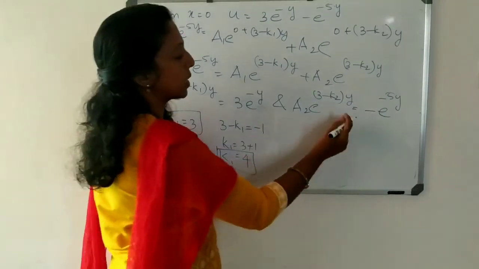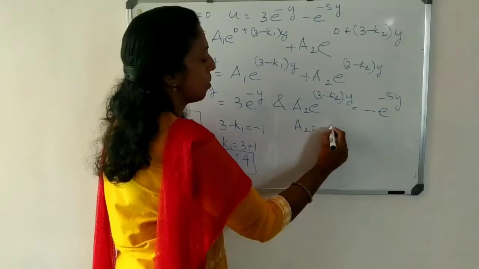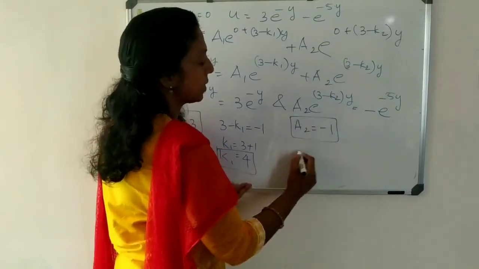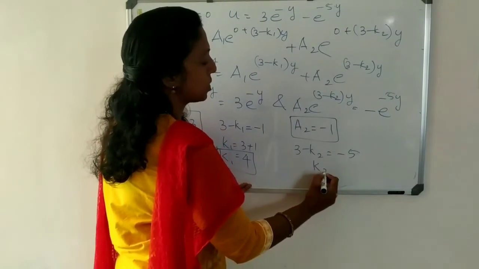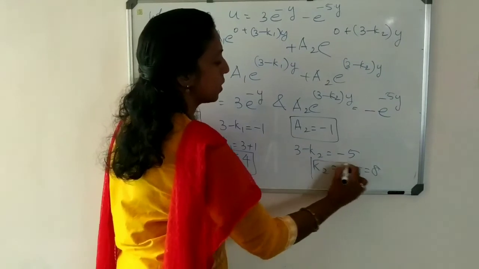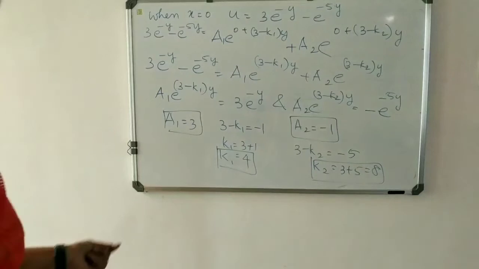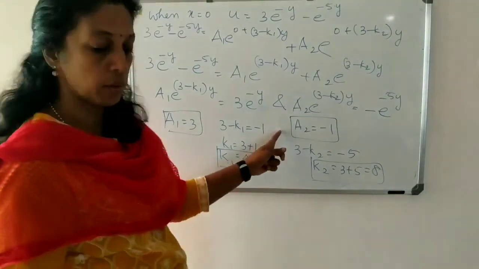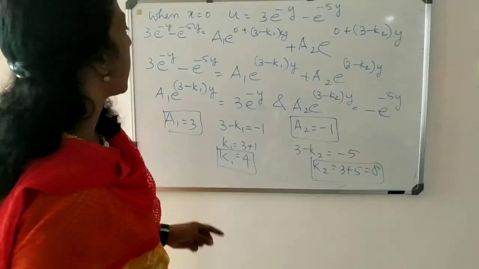Now again coming to this one, equate the coefficients: a2 equal to minus 1, and 3 minus k2 equal to minus 5, so k2 equal to 3 plus 5, which is 8. So what are the values? a1 equal to 3, k1 equal to 4, a2 equal to minus 1, and k2 equal to 8.